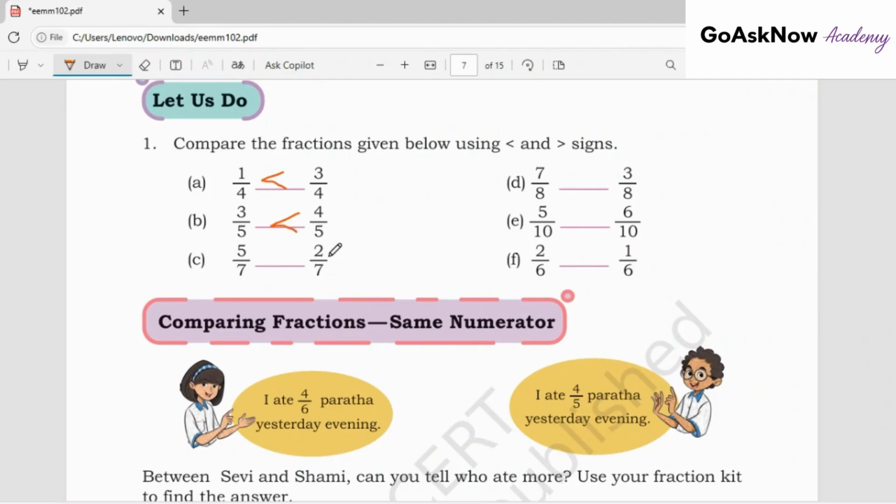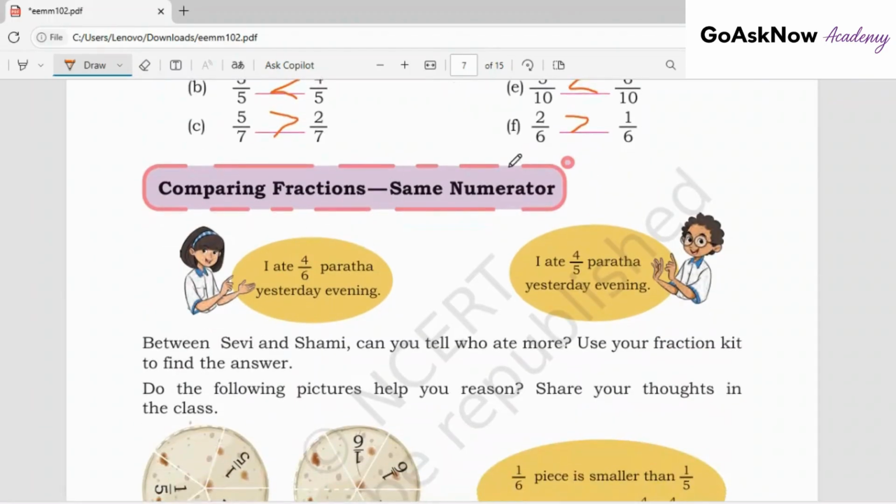5 by 7 and 2 by 7. Here 5 is greater than 2. 7 by 8 and 3 by 8. Here 7 is greater than 3. So we are putting the greater symbol there. 5 by 10 and 6 by 10. Here 6 is greater than 5. Next 2 by 6 and 1 by 6. Here 2 is greater than 1.